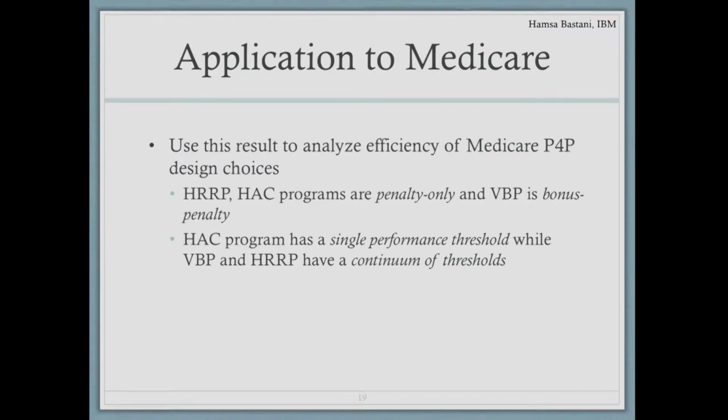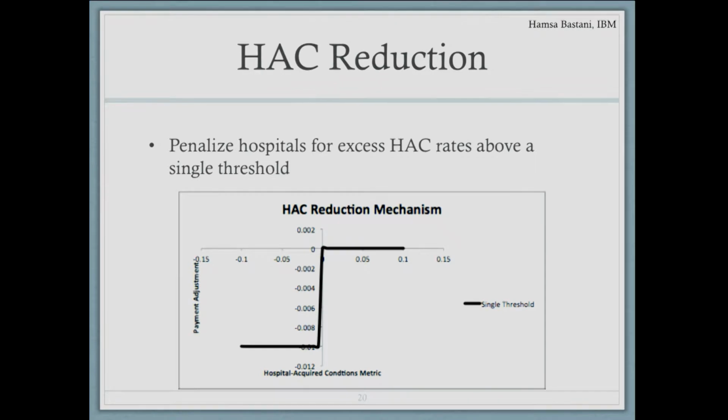So what they ended up doing was, for the HAC reduction program, they kept a single cutoff, and for 2 of the other ones, they kept a continuum, right? Because they couldn't really decide which was better. Okay, so now we can try the same thing here.